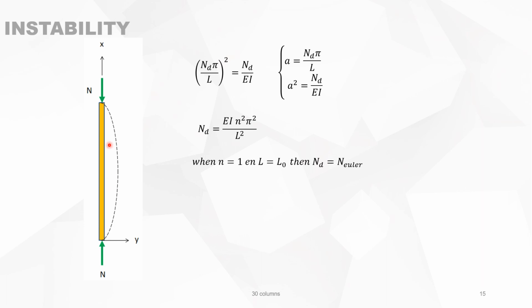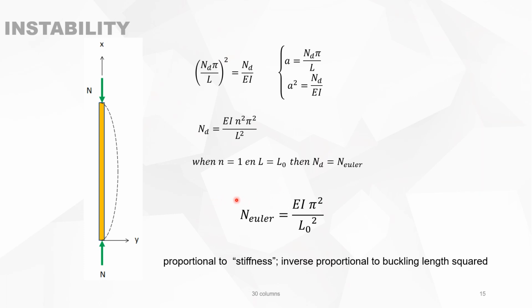That means that this is simply supported. In this case, L is equal to L0, and then ND is the Euler force of a column, and can be written as the stiffness times pi squared divided by L0 squared. The Euler force is then proportional to the stiffness EI and inversely proportional to the buckling length squared.